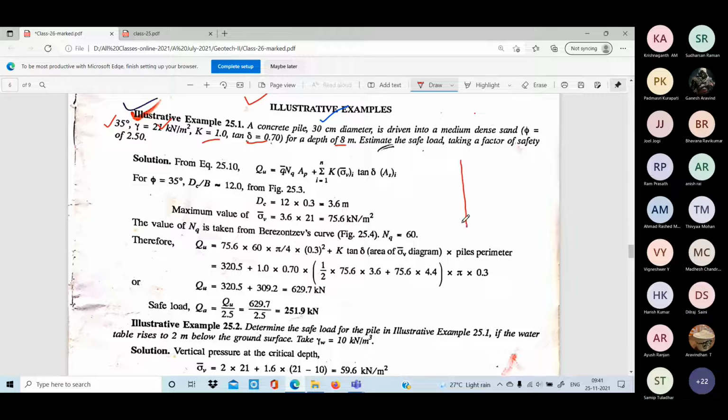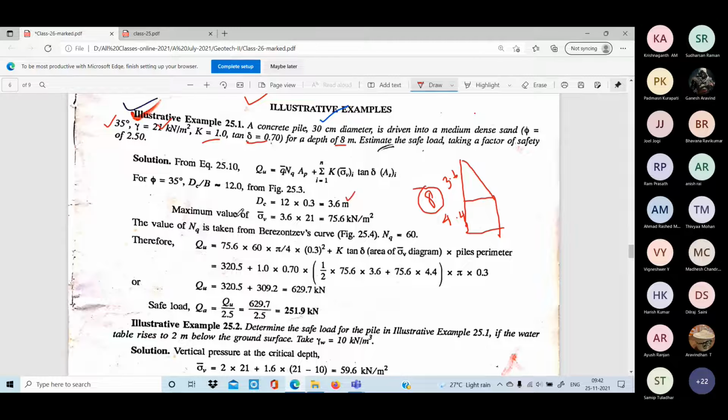So critical depth is up to 3.6 only. Okay, up to 3.6. What happens, vertical stress will increase like this. After that vertical stress becomes constant. That's what I am trying to tell you. This is 3.6, and this is 4.4, up to the end, and total is 8. Understand? So now critical depth you got it.